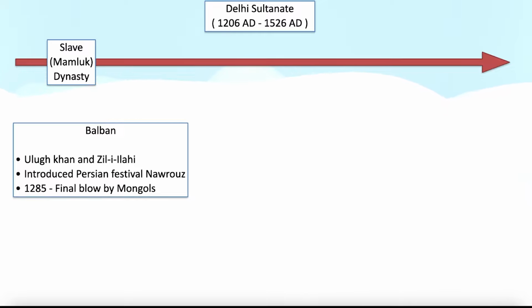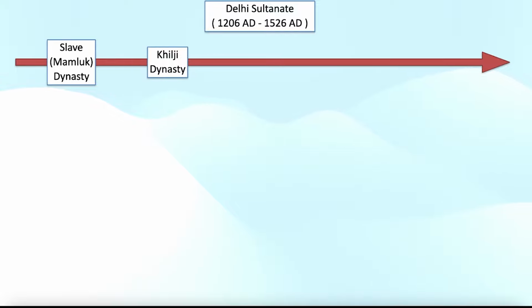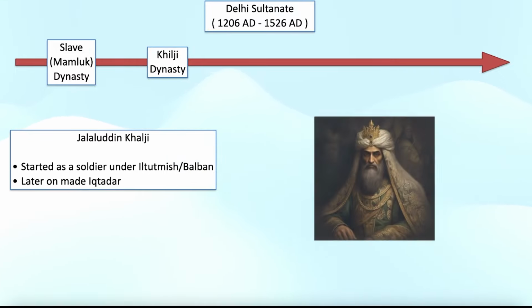He introduced the Persian festival Nowruz, but in 1285 he received a final blow from the Mongols, and in this battle, when the Mongols invaded, it is believed that the son of Balban was also killed. With this, there was no powerful king in the slave dynasty, and now a dynastic revolution would happen. Eventually the Khiljis would establish their own dynasty, the Khilji dynasty. Jalaluddin Khilji would be the founder of the Khilji dynasty.